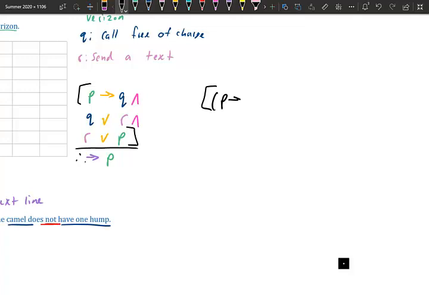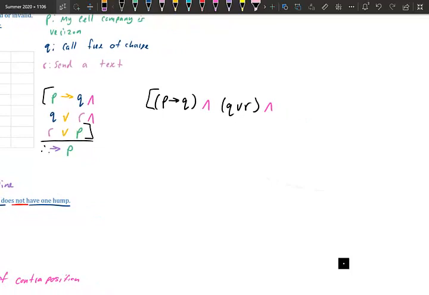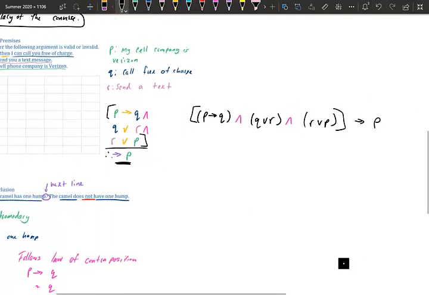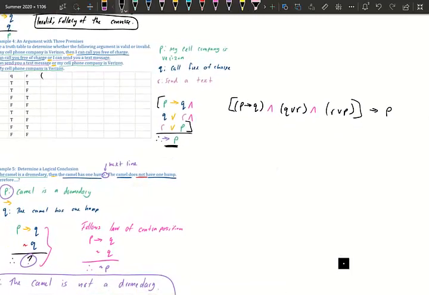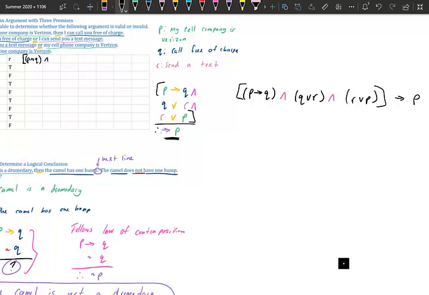We have P if then Q and Q or R. And so each sentence, each line, when you write it out, you put an and between it. Then we have R or P. Since that's the end of the top, we close it out. Then we have our if then P. So to write this in our truth table, we would have P if then Q and Q or R and R or P. Close out the bracket, if then P.